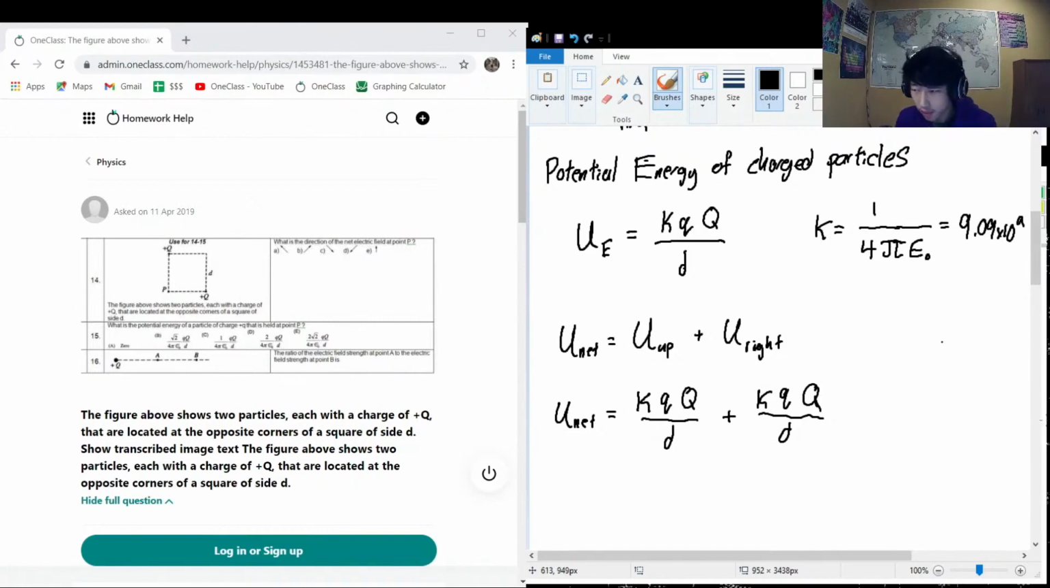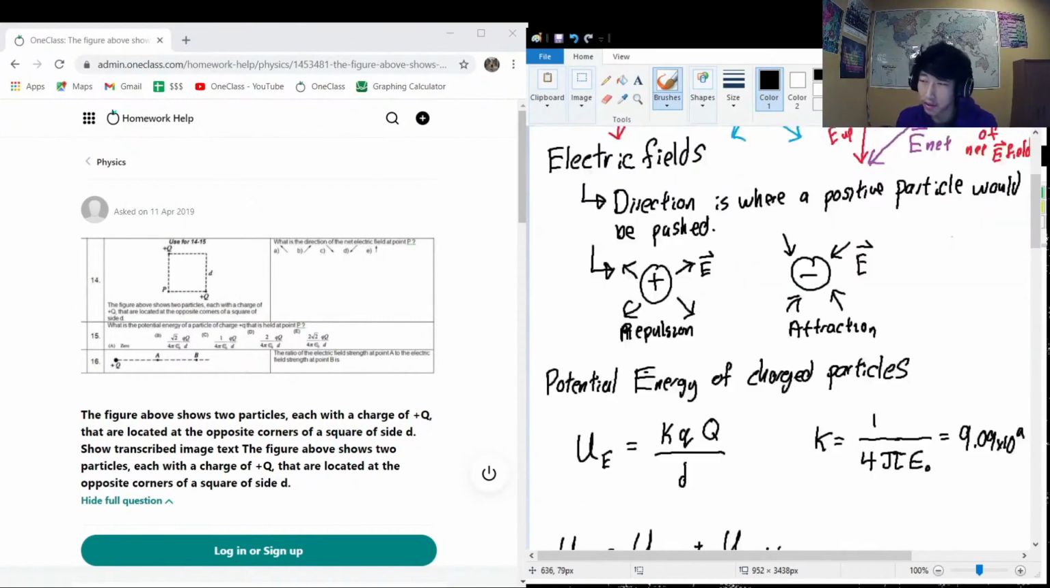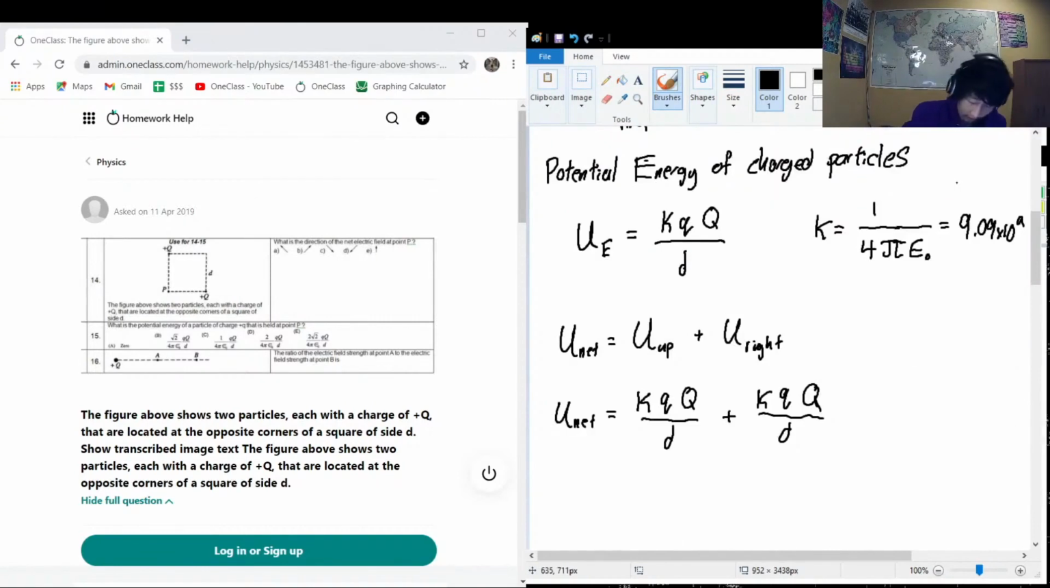Okay, but you can see we pretty much have the same term twice, and they have to be the same because the d's are the same and the Q's are the same. So another way that we could write this is that U net, the net potential energy as observed from point P, is going to be 2 times K q big Q over d.